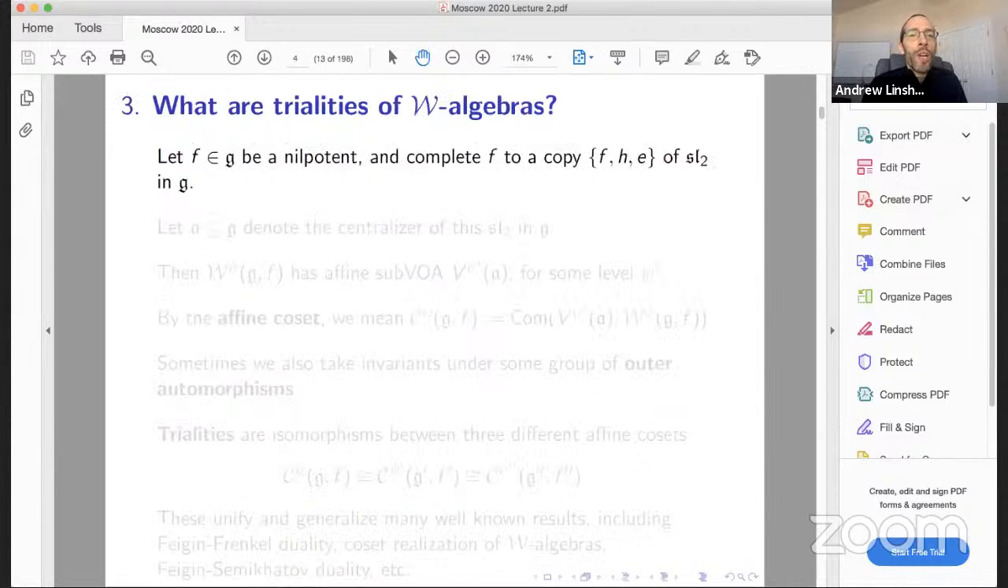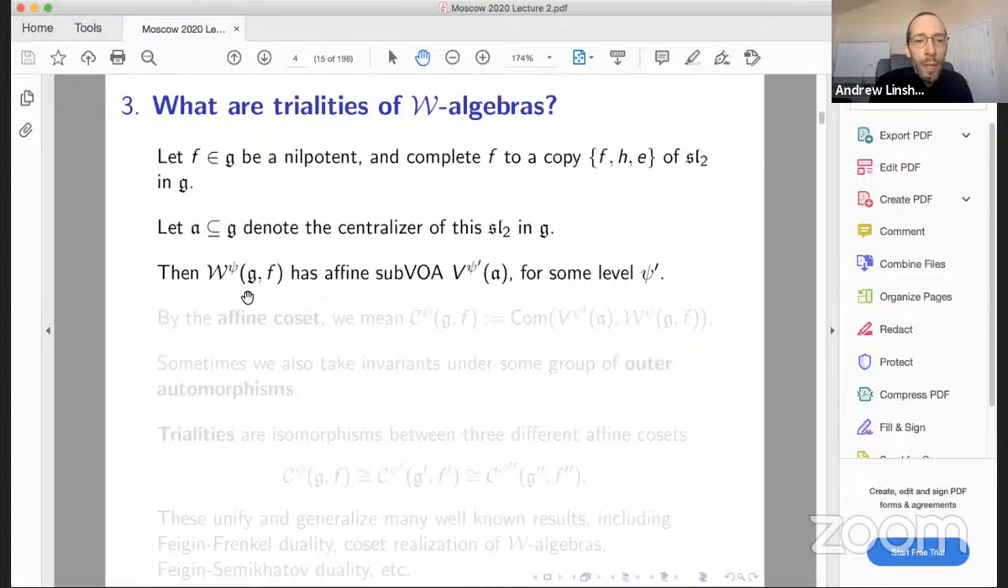So what are trialities? Trialities are supposed to be generalizations of both of these results. So let's say that F is a nilpotent in G. We complete F to a copy of SL2, an SL2 triple inside G. And you can consider the centralizer of this SL2. So this is some Lie subalgebra or subsuperalgebra A. And the W algebra will then have an affine sub-VOA of type A for some shifted level psi'. This psi' is an honest level in my talk. Psi was a shifted level, but this is the actual level of the affine sub-VOA.